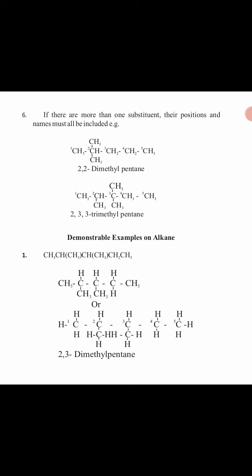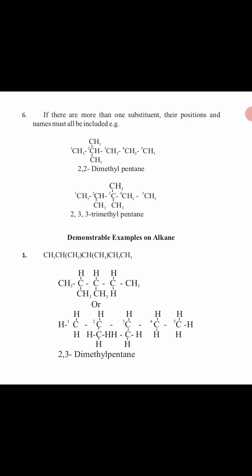Now look at demonstrable examples on alkane. Look at the first compound. What if you are given the compound in this straight form? How do you name it? You need to draw it structurally. That will help you. I've talked about structural formula, isomerism, and all that in the previous classes. Draw it structurally: CH3 first, then CH, with a single bond. So you have CH3, CH bonded to CH3, CH bonded to CH3, then CH2 and CH3.